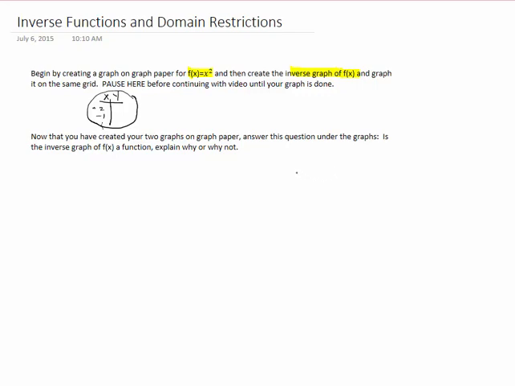Now that you've created those two graphs on graph paper, answer this question under it. Are these graphs both functions? Why or why not?